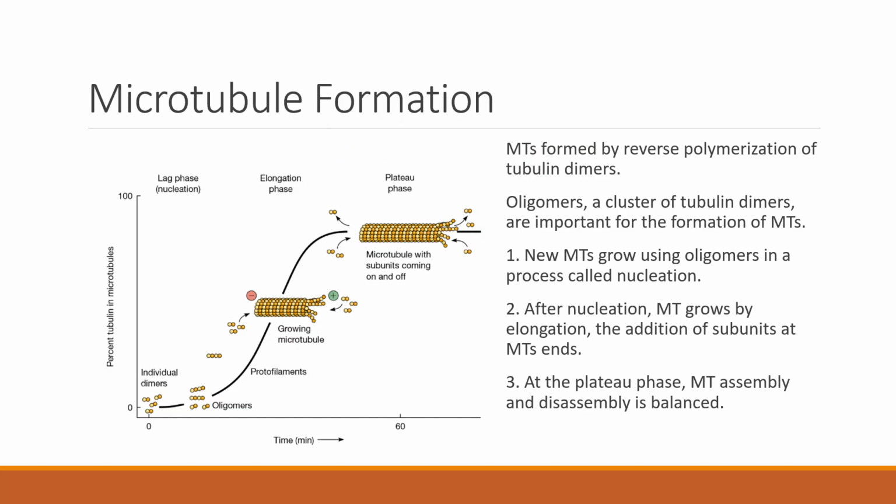So here I'm going to explain how a microtubule is formed. They are formed by reverse polymerization of the tubulin dimers. Oligomers form when clusters of tubulin dimers aggregate together and begin the process of nucleation, or the bringing together of the oligomers. Once nucleation is completed, the microtubule starts to grow in a process known as elongation, which is where the subunits are added to each end of the microtubule. Finally, the concentration of free tubulin becomes limited, and this is where the plateau phase begins, which is the process of assembly and disassembly of the microtubule.